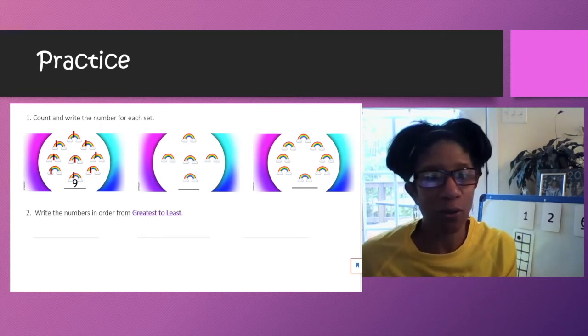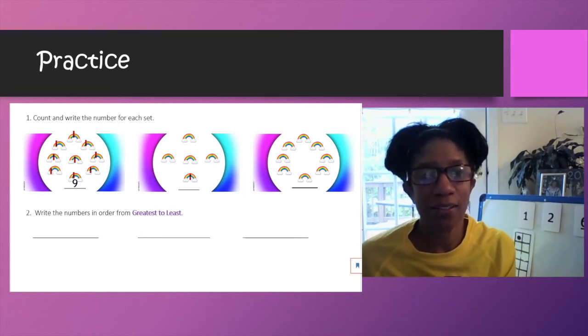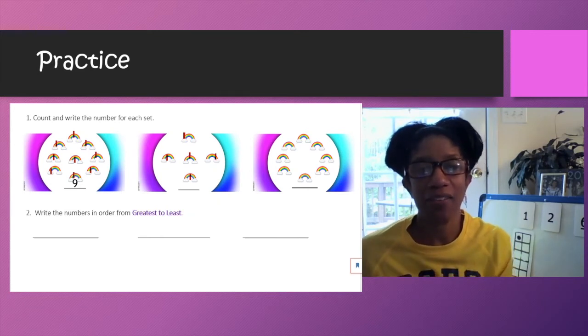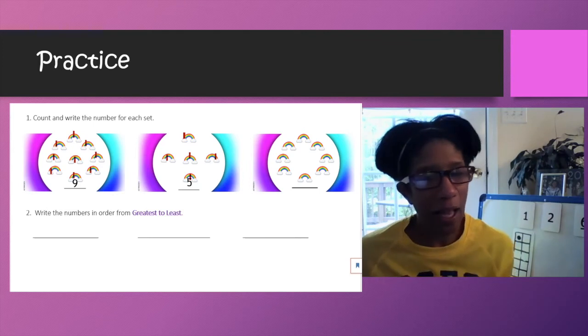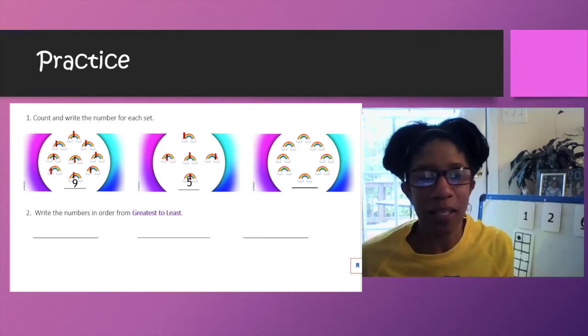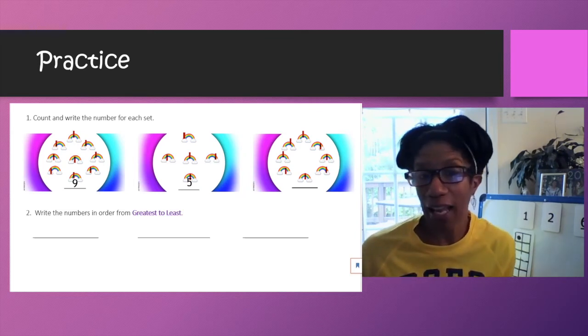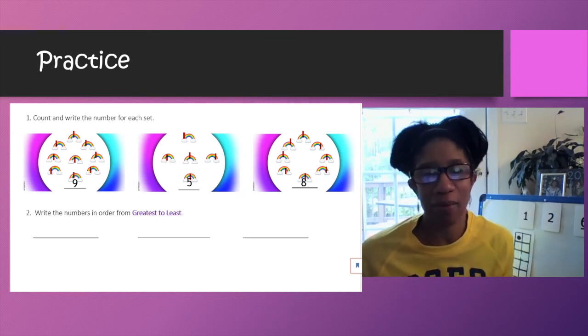Let's count the next group. 1, 2, 3, 4, 5. So there's 5 in the next group, and we're going to put our 5 there. Hope you're counting nice and loud with me. Here we go for the third group. 1, 2, 3, 4, 5, 6, 7, 8. So there are 8 in this group, so we're going to write our number 8.